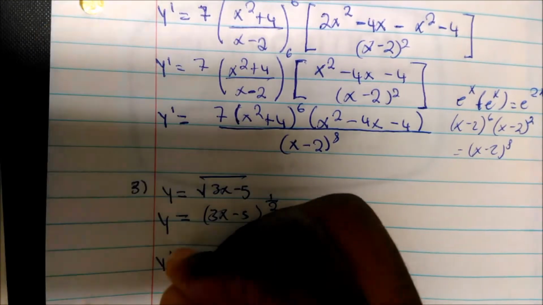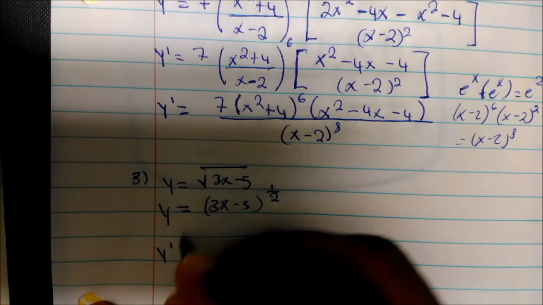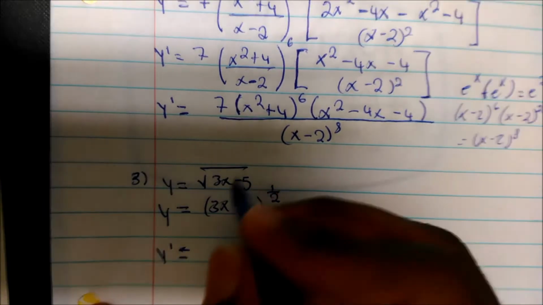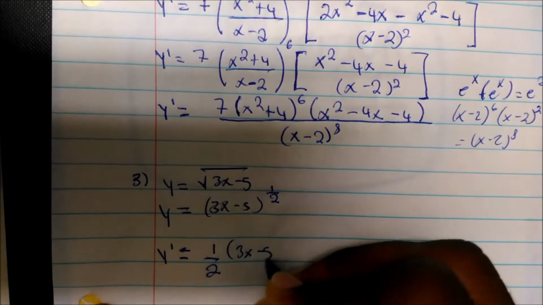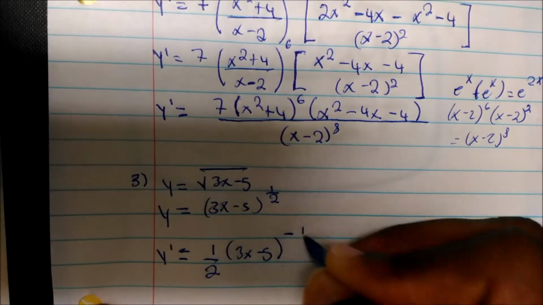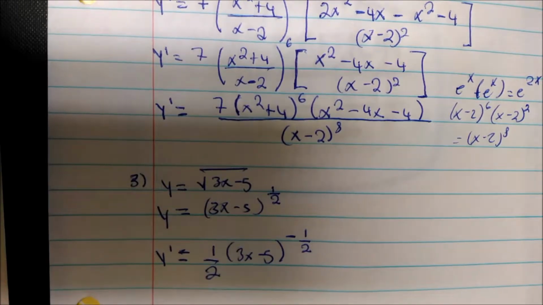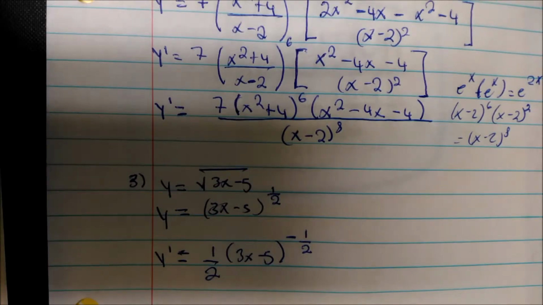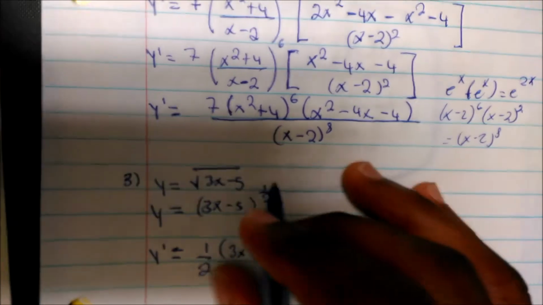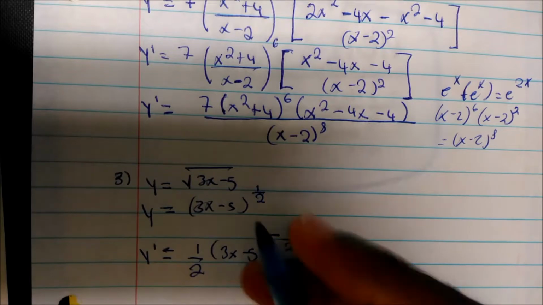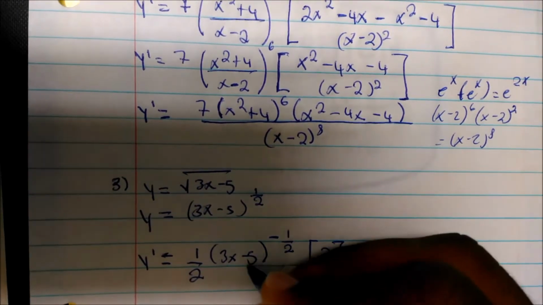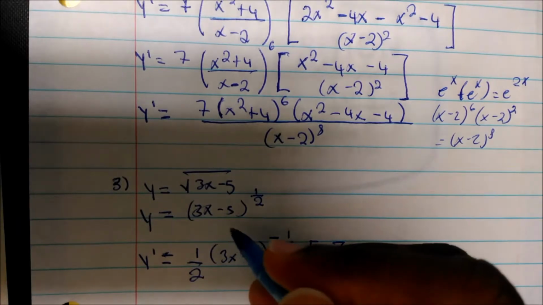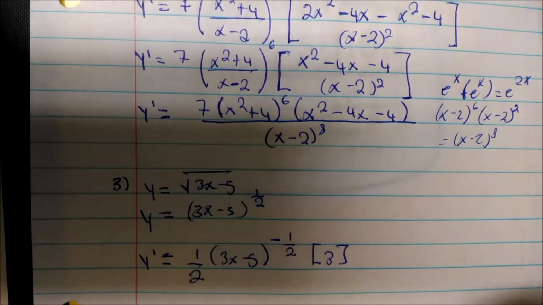So my y prime now will be, well, all I do is take my 1/2, bring it down, write my 3x minus 5, and this will now be raised to the negative 1/2 power, because we do 1 minus that. And then we just multiply by the derivative of the inside. The derivative of the inside is just 3. Derivative of 5 is 0, derivative of 3x is just 3.